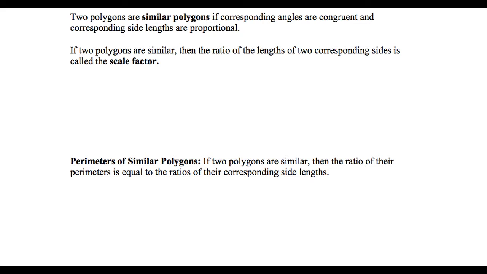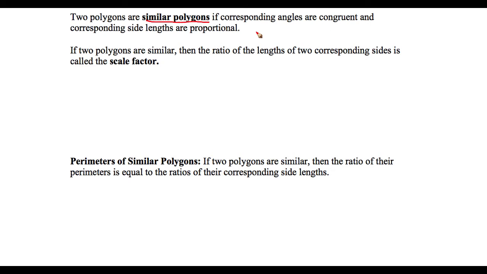In this video we will look at some examples and definitions of what it means for a polygon to be similar. Alright, so let's just dive right in. Two polygons are similar if the corresponding angles are congruent and the corresponding side lengths are proportional.